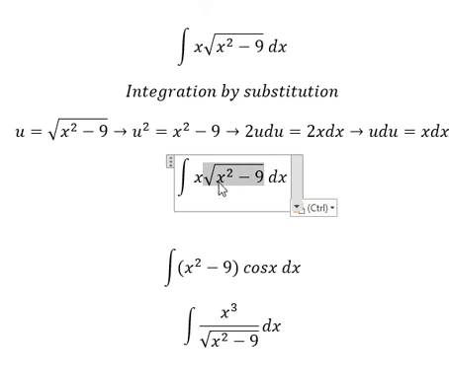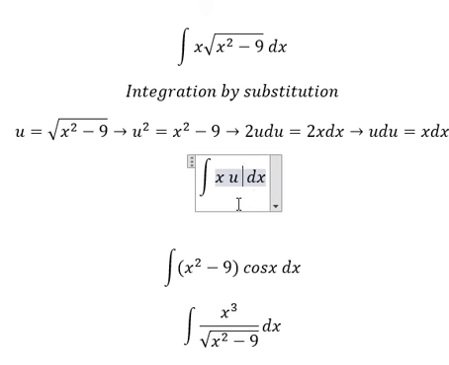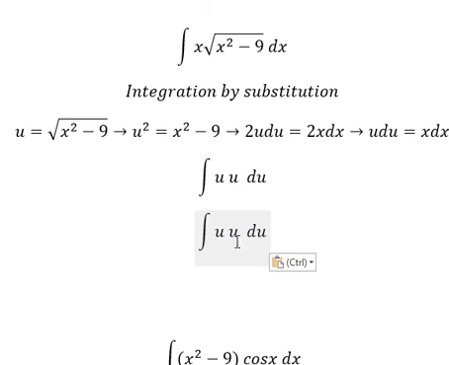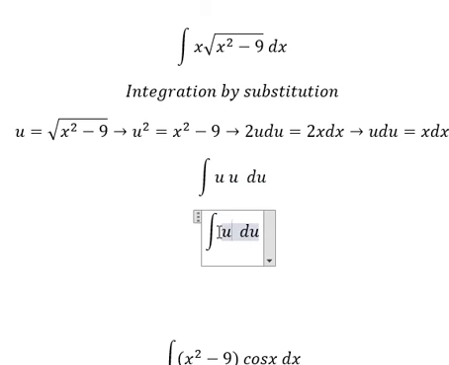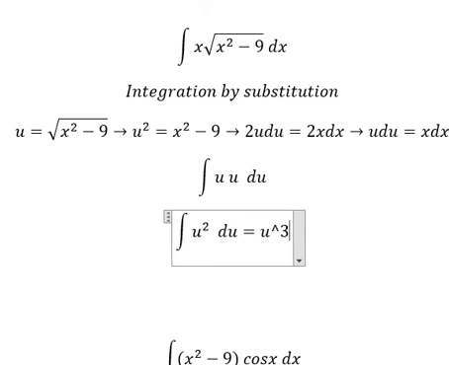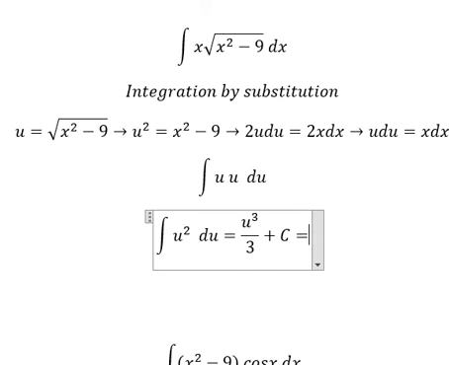The square root we change for u. s ds we change for u du. So this one we have u squared. The integration of u squared, we have u to the power of 3 over 3 plus c. About u, that's the square root.